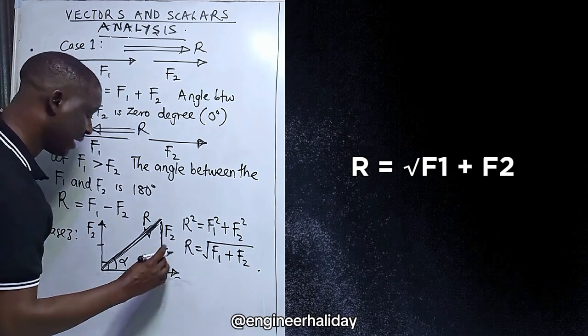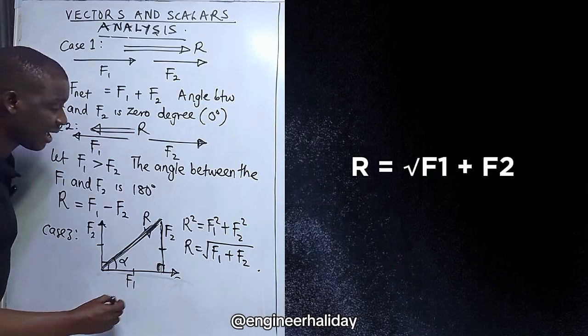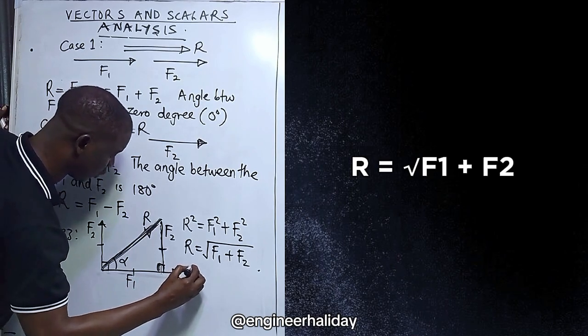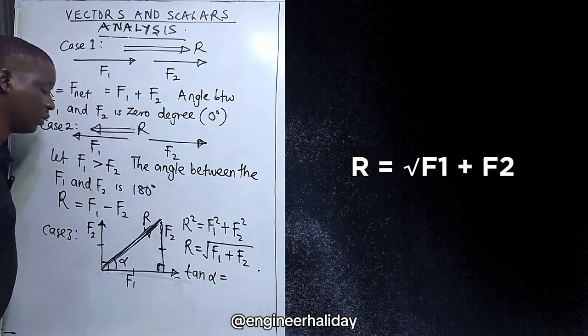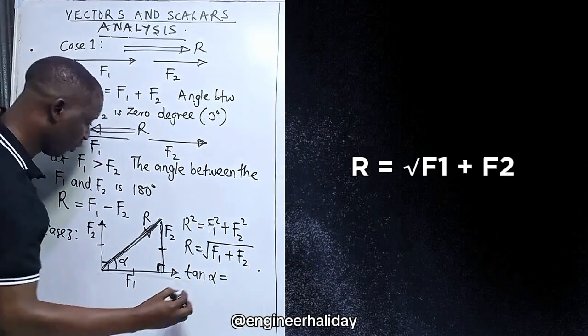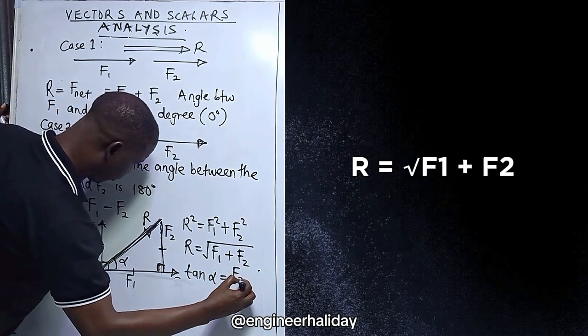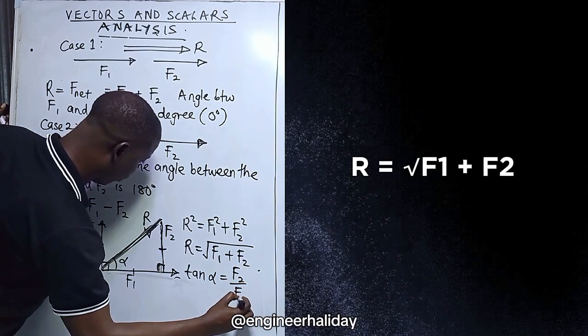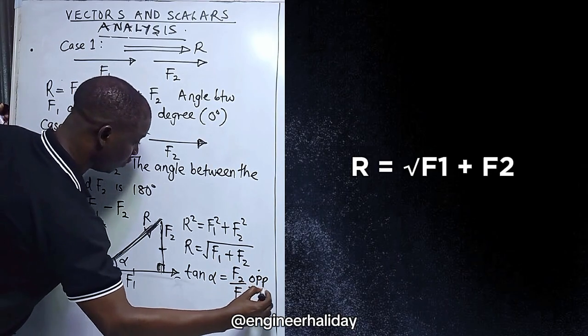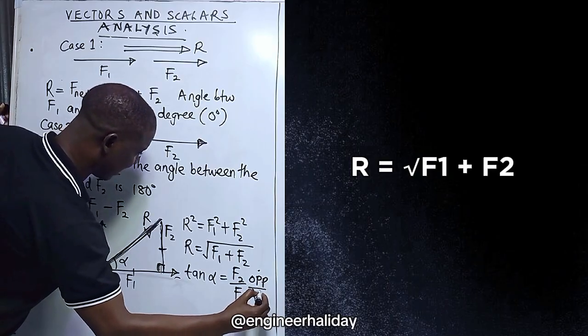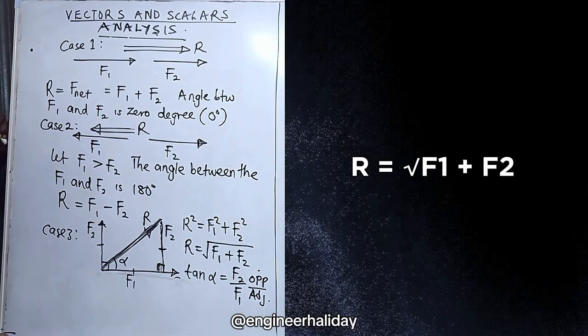Now, in this case, how do we get the direction? To get the direction, you use a trig ratio, which is tan alpha equals F2 over F1. That is opposite over adjacent. So that's what we are using now.